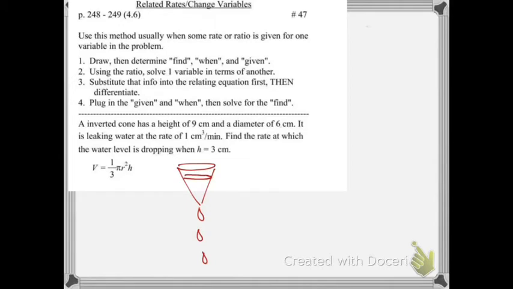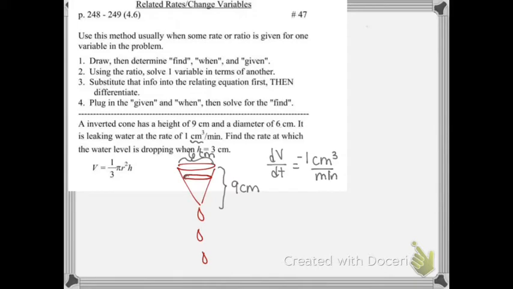So inside of this cone, there's water, and the water also is in the shape of a cone. They give us the information that the height of the cone is 9 centimeters and the diameter is 6 centimeters. They give us our dV/dt. I can tell it's dV/dt by looking at the units, cubic centimeters per minute. So our dV/dt is negative 1 cubic centimeters per minute.